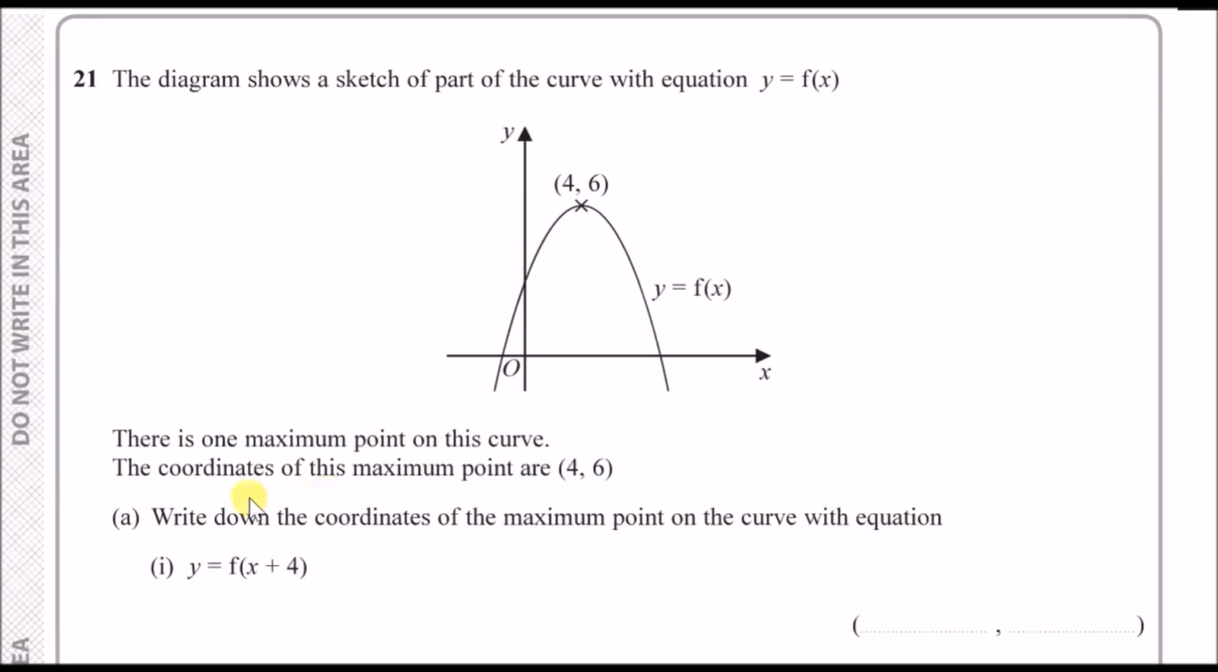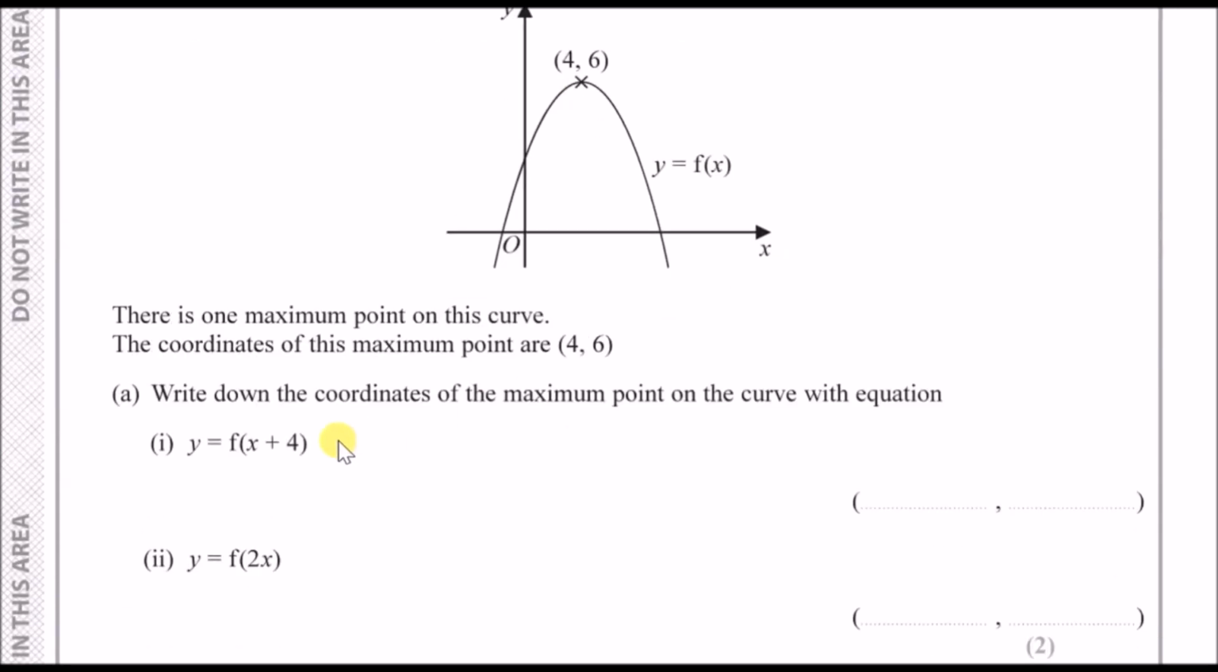The diagram shows a sketch of part of the curve of equation y equals f(x). Okay, so this is an upside down quadratic graph. Now there is one maximum point on the curve, which is (4, 6), and the coordinates of this maximum point is given. Write down the coordinates of the maximum point on the curve with the following equations.